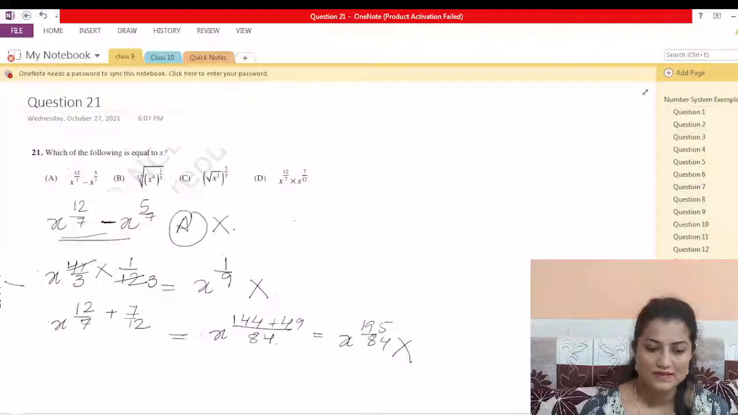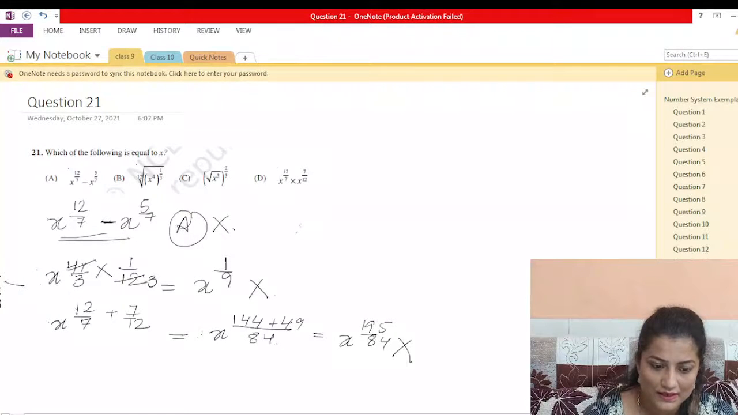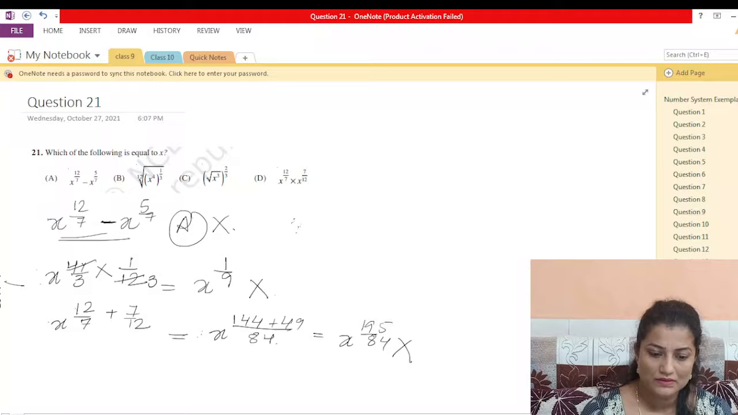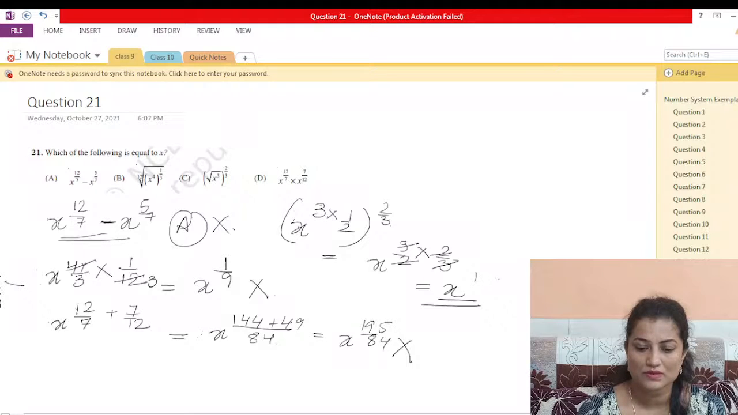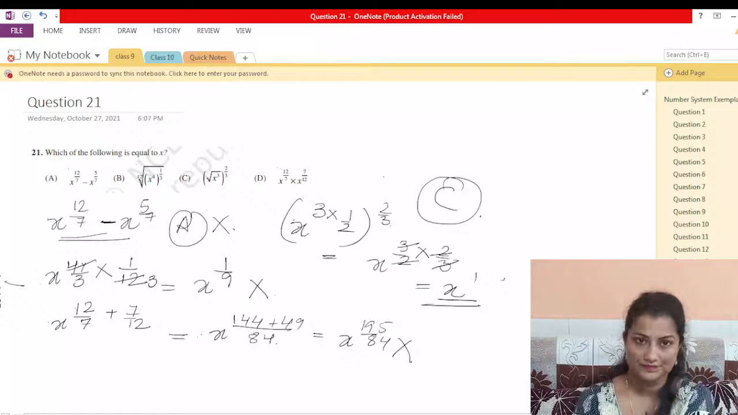So while solving option C, we will be getting the square root of x cube, raised to 2 by 3. Right? So when we take the square root, it is solved as x raised to 3 into 1 by 2, whole raised to 2 by 3. Right? So this will be x raised to 3 by 2 into 2 by 3. So both the powers cancel, 3 and 3 are cancelled, 2 and 2 are cancelled. So we'll get x raised to 1, which is equal to x. So the correct option where the expression is reduced to x is option C.